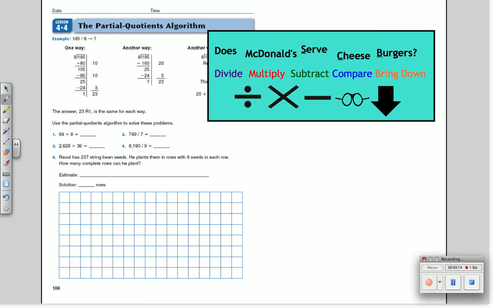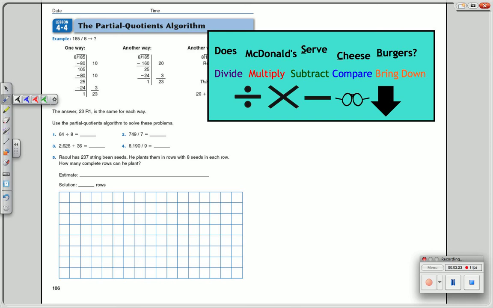Now please turn to your math journal, page 106. We're going to complete pages 106 and 107. I'm going to use the Does McDonald's serve cheeseburgers method as an attempt to help explain this to you. So we're going to ignore the directions on this page since this method is not your preferred method. So 64 divided by 8. Oh goodness. If I knew my facts, I would know that I don't need to actually solve this out. So I'm just going to go ahead and say it's 8. 64 divided by 8 is 8.